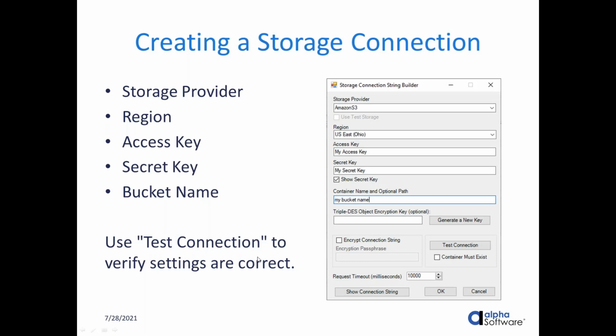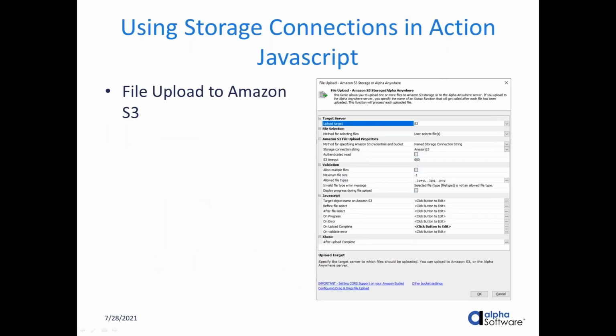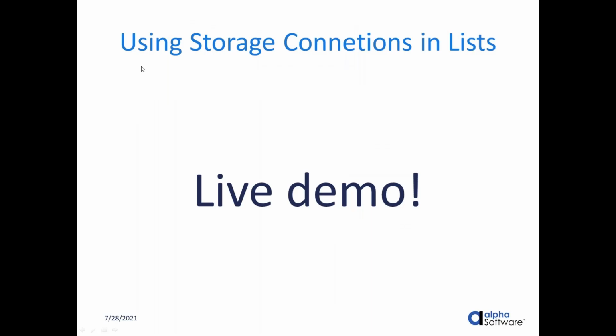So once you've created that and you've saved it, you're ready to start using it. There are going to be two examples I'm going to show today in Alpha Anywhere. They're both action JavaScript scenarios. The first one will be uploading your file to Amazon S3 using the file upload Amazon S3 or Alpha Anywhere action. It's really easy to set up if you've already got that storage connection built. And the other one will be looking at lists, and we're just going to go do the live demo now.